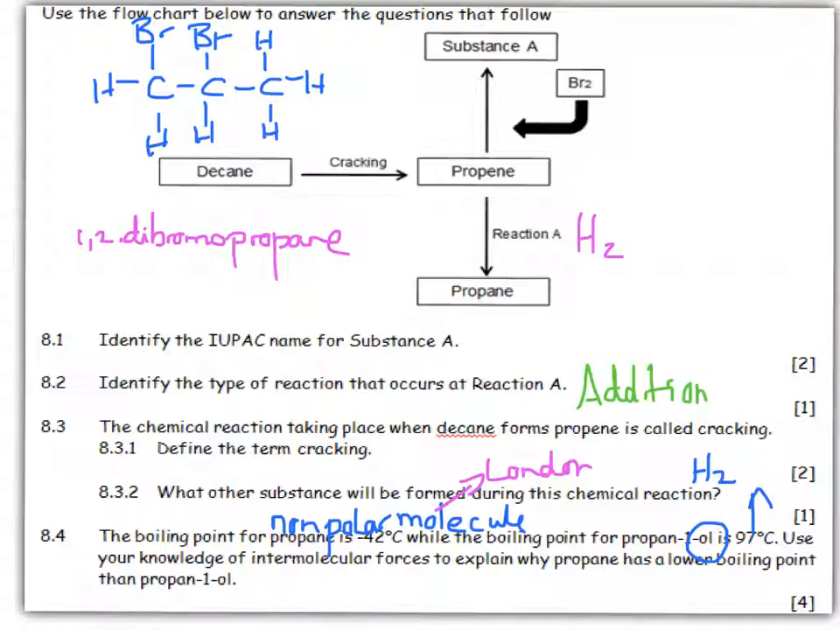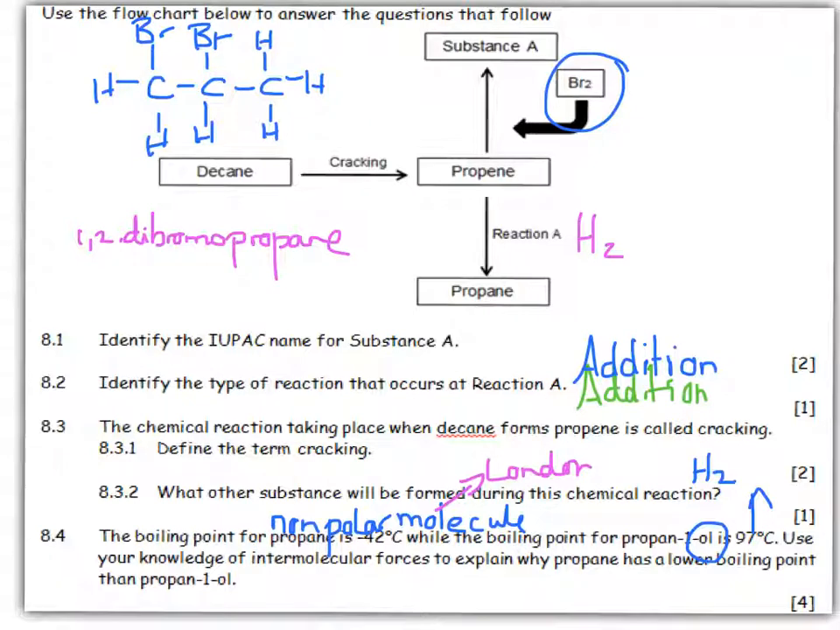So if you need to identify the type of reaction that occurs at reaction A, that's going to be an addition reaction. Another way of saying that addition reaction is that it is a halogenation reaction. That's more specific because I've added a halogen. Chemical reaction taking place when decane forms propane is called cracking, and it is an elimination reaction.